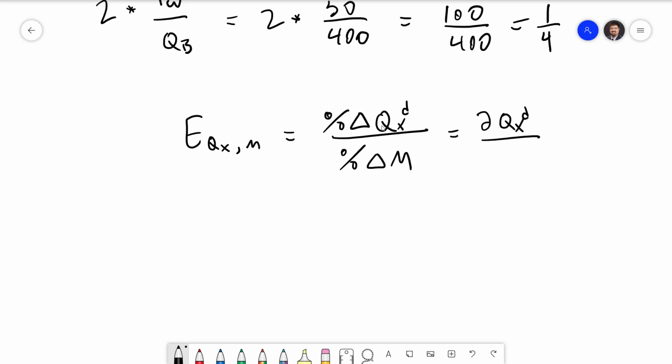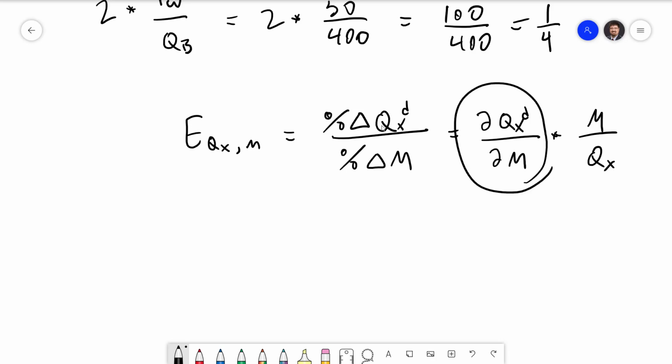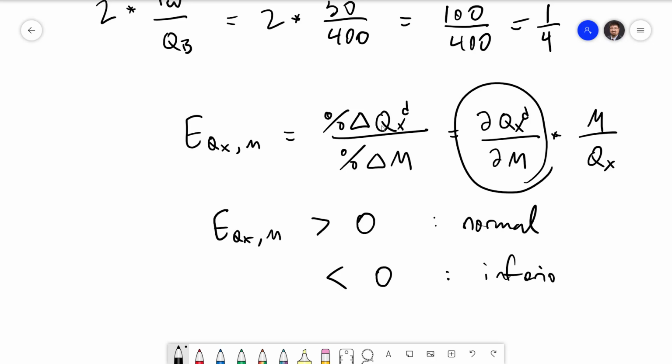The partial of the demand function with respect to m times the current income divided by the current level of x. Income and quantity have got to be positive, and so again, the sign of this thing is determined by the sign of this partial derivative. This thing could be positive or negative depending on whether we have a normal or inferior good. And so if our income elasticity is positive, then we have a normal good. If it is negative, we have an inferior good.